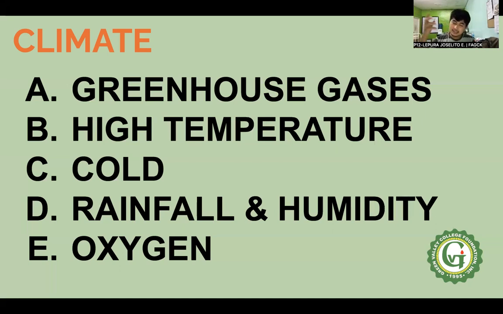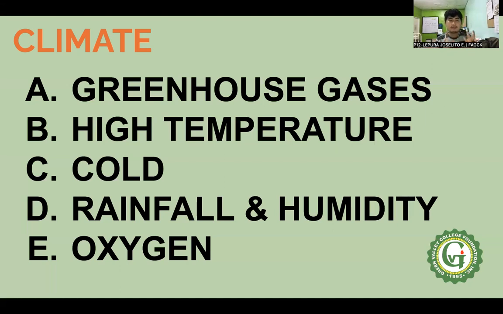Kasi yung carbon dioxide, yun yung ginagamit ng plants in order for them to make their own foods. Yun lang yung tatandaan. So tatandaan si GHCRO. Siya si greenhouse gases na nagre-result sa high temperature. Ang high temperature ay nagre-result sa cold or undistributed cold sa ibang part ng world, at nagre-result din sa rainfall and humidity.